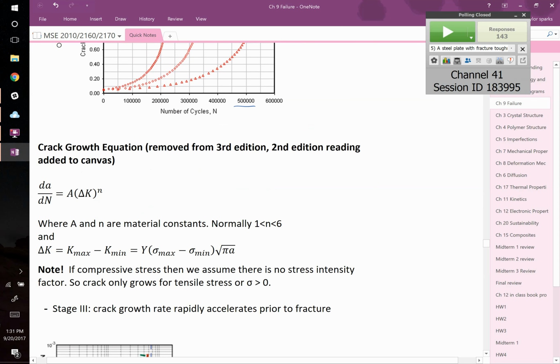You've got dA/dN. That's the change in the crack length with respect to the number of cycles, right? After one cycle, how much further along is your crack? That's basically what this is predicting.